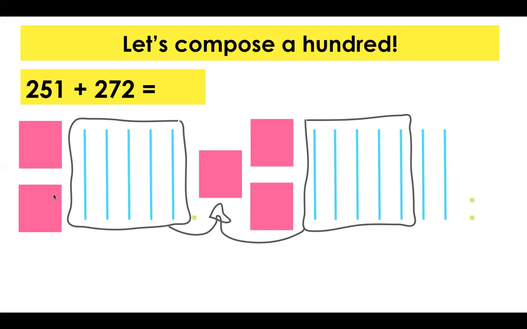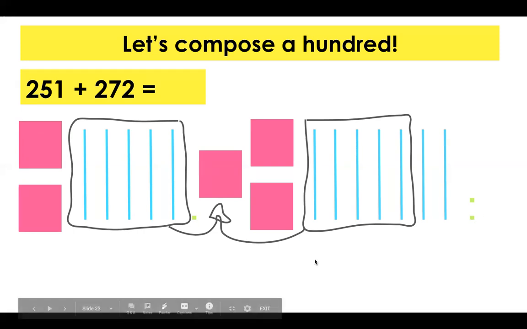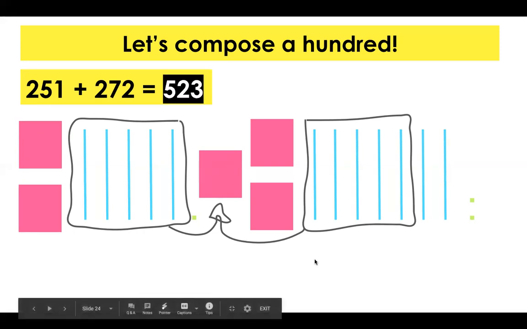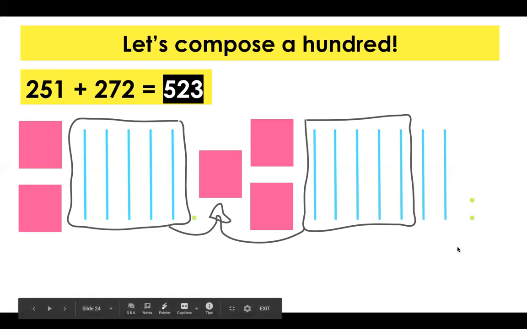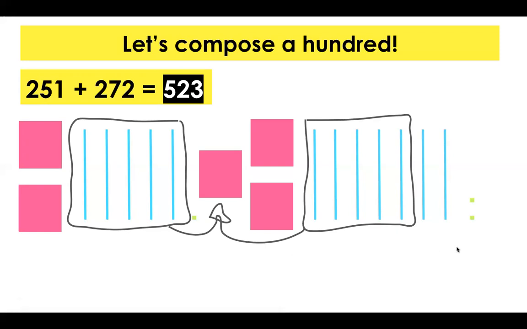I have 100, 200, 300, 400, 500, 510, 520, 521, 522, 523. I got the answer 523. Did you? If you didn't, look at my strategy and think about what maybe you made a mistake on.